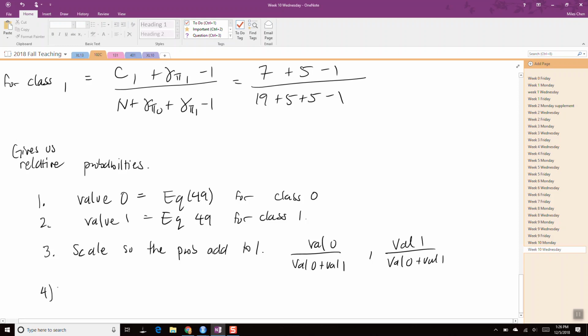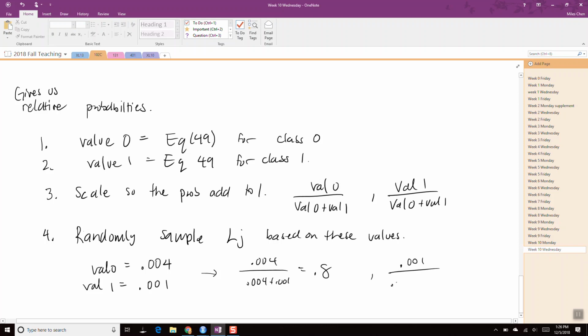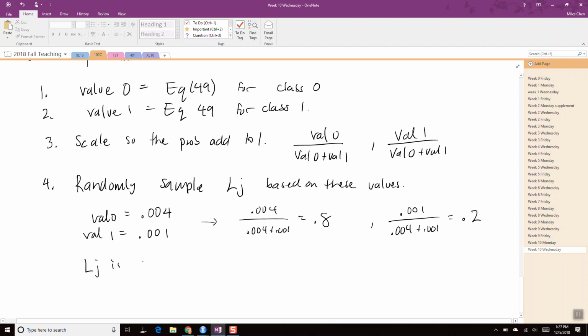Okay, and then part 4 is now we randomly sample our label LJ based on these values. Okay, so maybe we get val 0 equal to 0.004 and val 1 is equal to 0.001. This is just a silly example, and so the probabilities, you get 0.004 divided by 0.004 plus 0.001, which becomes 0.8, and then over here you have 0.001 divided by 0.004 plus 0.001, and you get 0.2. Okay, and so LJ is 0 with probability equal to 0.8, and LJ is 1 with probability equal to 0.2, right?